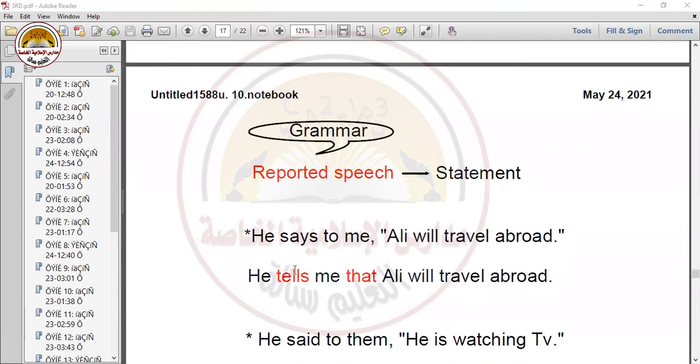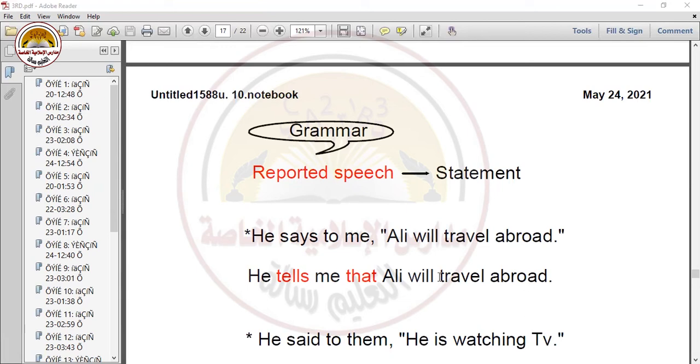As you say, he says to me, "Ali will travel abroad." This is direct speech. If we want to change it into reported speech, we need to do some changes. Number one, as you see, Ahmed, we change "says to" to "tells." He tells me that we join the sentence with that and remove the speech marks. Ali will travel abroad.